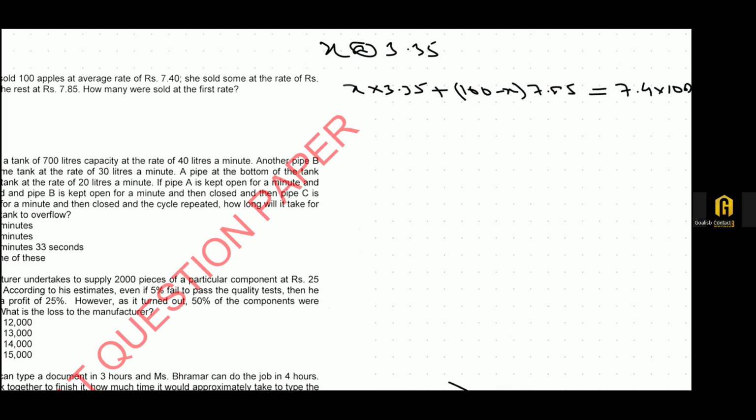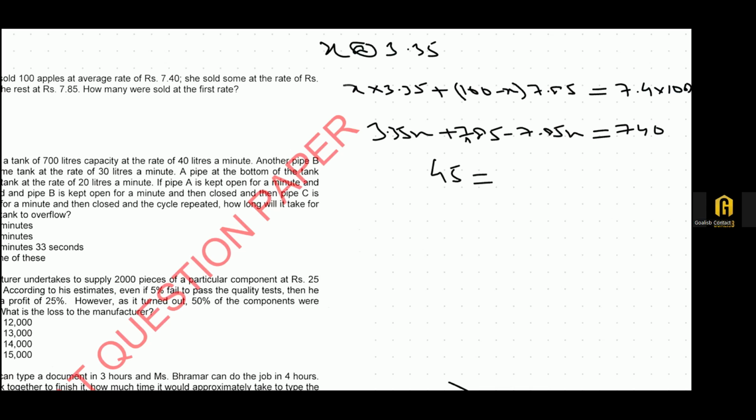3.35x plus 785 minus 7.85x is equal to 740. Okay. So we'll take the x terms on the right side and the numbers on the left side. So 785 minus 740 becomes 45. 7.85 minus 3.35 will give you 4.5x. So it's a very straightforward calculation.